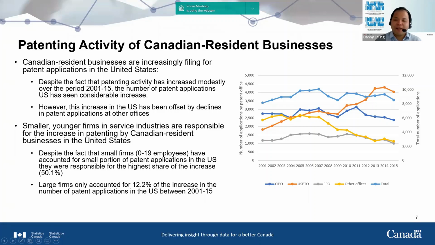What's actually going on here? Why is this increase happening in the USPTO? When you dig into the microdata a little bit, what you see is that it's due to more applications disproportionately by small firms, and also firms in the service industries, not in the traditional sectors where patenting is strong, like manufacturing.